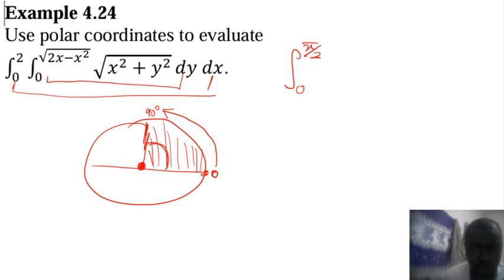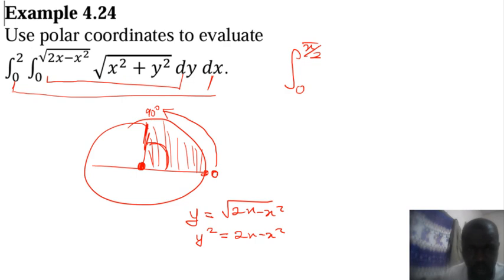Then the second part is the y value. So we have y to be equal to the square root of 2x minus x squared. So we can have y squared equal to 2x minus x squared. And by grouping like terms, we will have x squared plus y squared equal to 2x. But remember that in polar coordinates, x squared plus y squared gives us r squared. So r squared is equal to 2x.